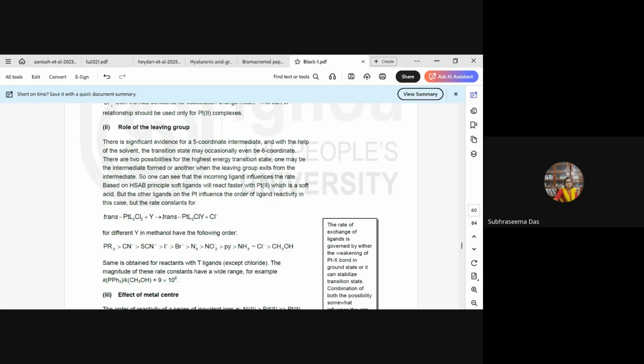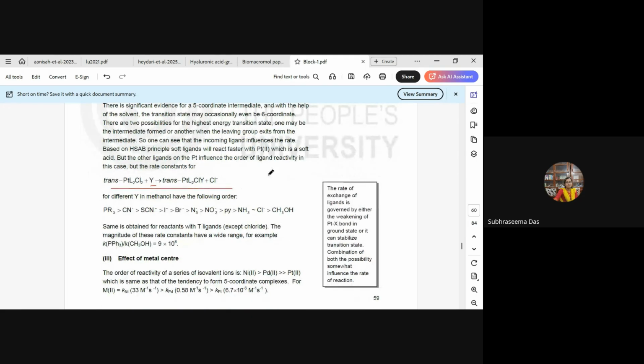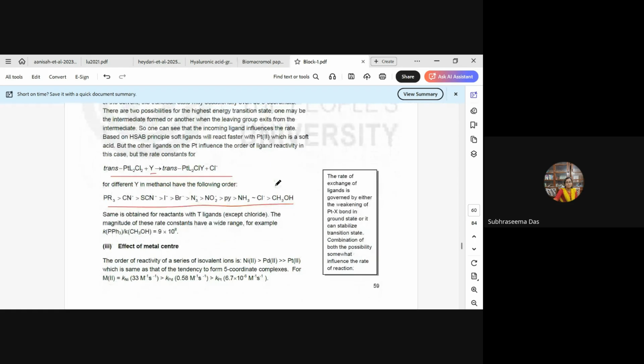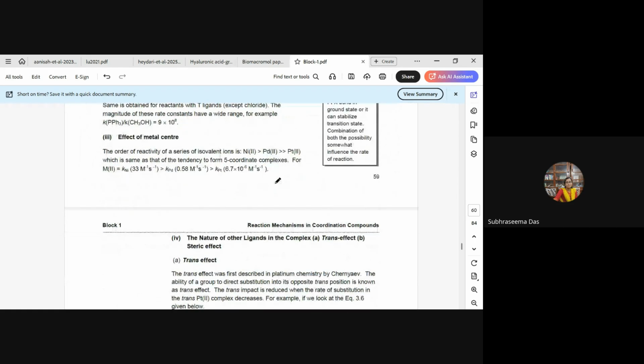So here in this common equation, trans PtL2Cl2 plus Y forms the same retention product, trans PtL2ClY plus Cl minus. But the order of the reaction varies in this order depending on the Y group. So this is how the leaving group influences the rate of the reaction.